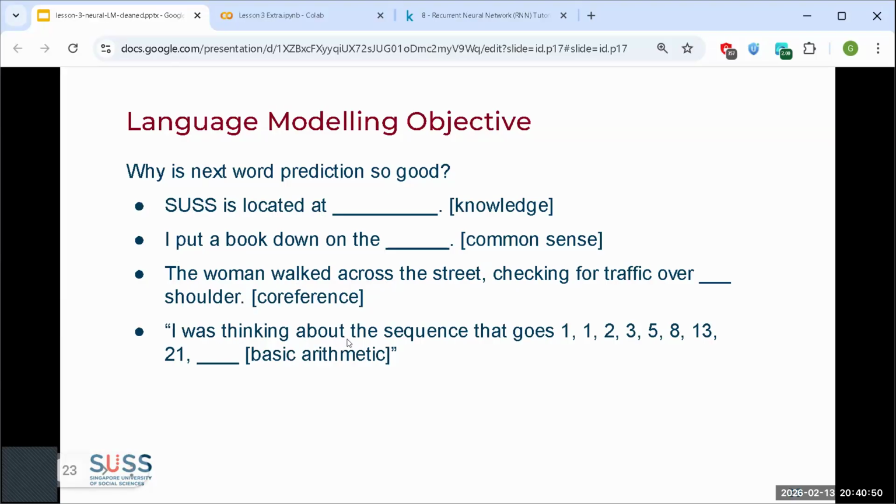And then I was thinking about the sequence 1, 1, 2, 3, 5, 8, 13, 21. This is the Fibonacci sequence, right? 1 plus 1 is 2, 1 plus 2 is 3. So basic arithmetic. That's why next word prediction tends to be something that most people want, and it also works well for ChatGPT and large language models as well.